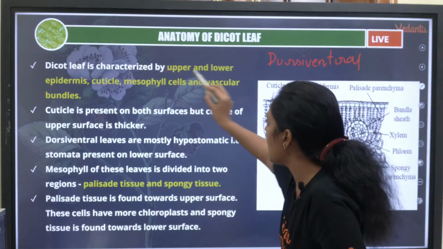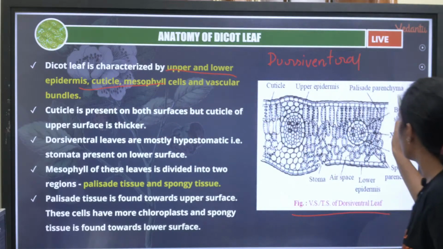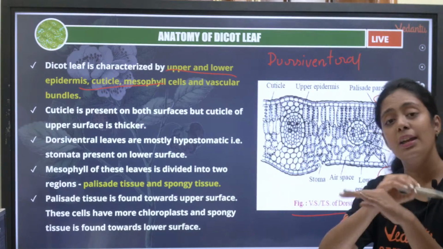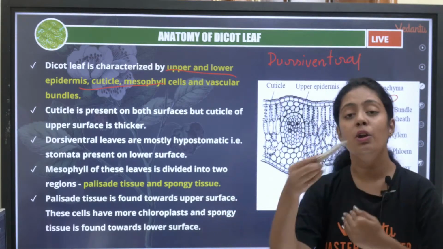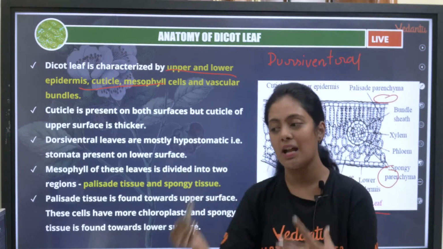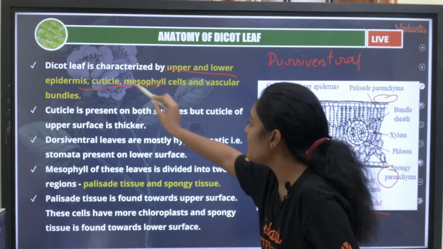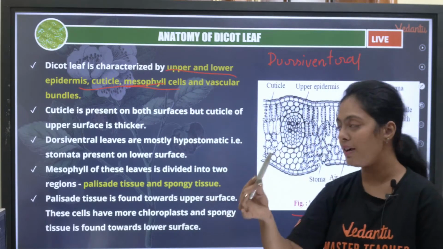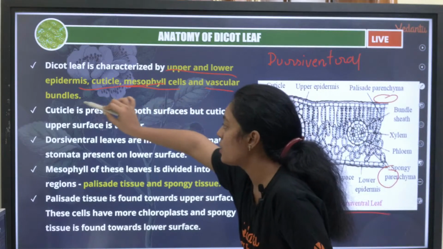So there is an upper and lower epidermis. One epidermal layer on top, one epidermal layer below. Besides that there is a cuticle. Let me say again, cuticle prevents excessive transpiration. Okay, it has mesophyll cells. I want everyone to tell me what is mesophyll cell. I have said it many times. And you have vascular bundles.